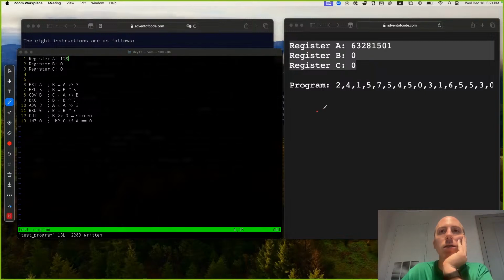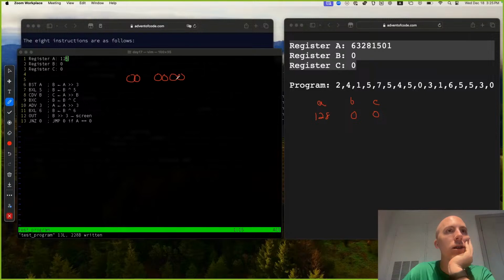And so let's say the initial three values are A, B, and C. Let's go 128, 0, and 0. And so let's do the computation now. So A bit shifted over by 3. So A being 128 is 2 to the 5th, 6th, 7th. 2 to the 7th. Let's forget this. 2 to the 0, 1, 2, 3, 4, 5, 6, 7.